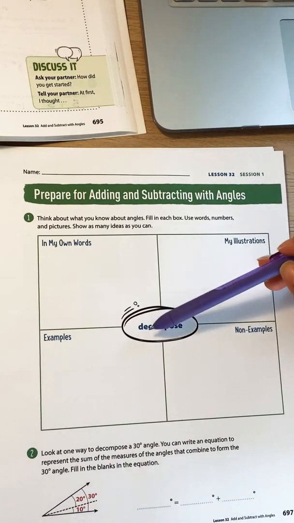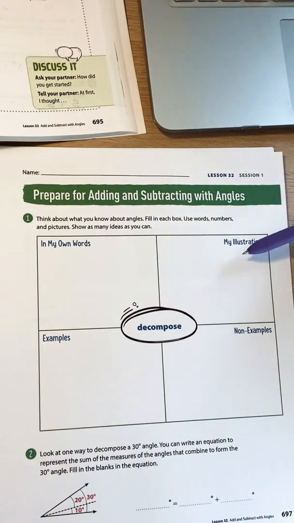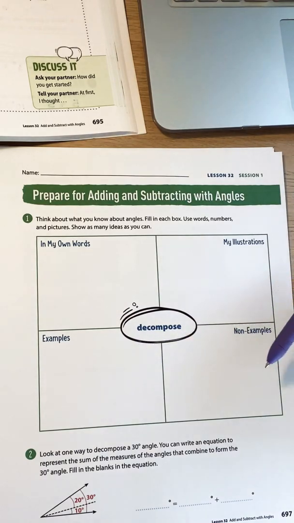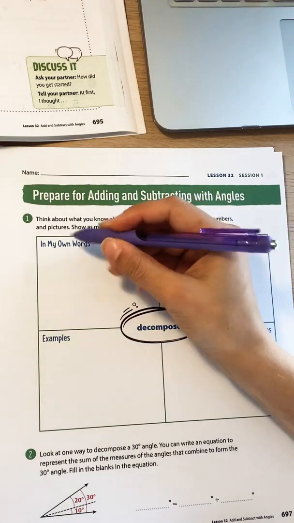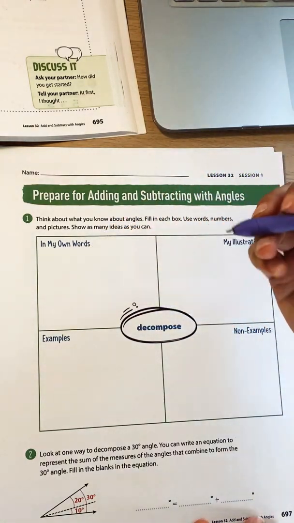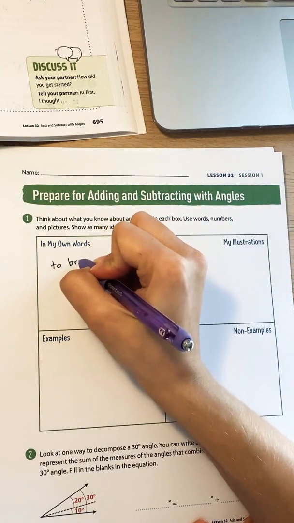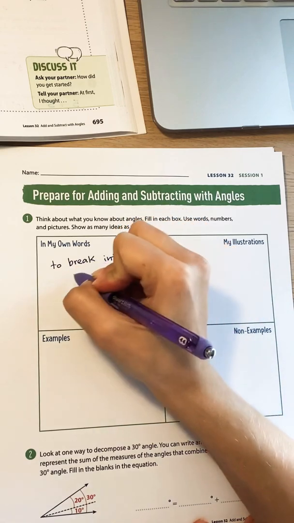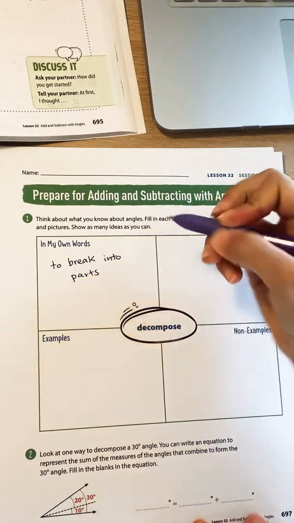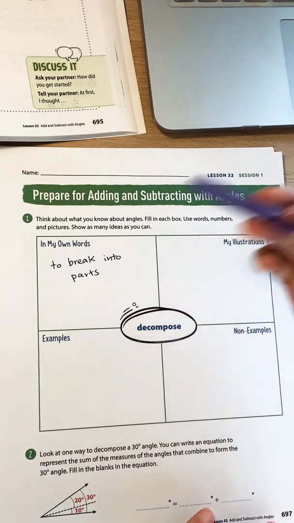In our chart about the word decompose, they want us to say it in our own words, illustration, so a picture, draw a picture of decomposing, an example, and a non-example, so not decomposing over here. So in my own words, decomposing means to break apart or to break into parts. I read that on the previous page. Or you could have said to break apart, to break into smaller parts, anything about breaking apart.